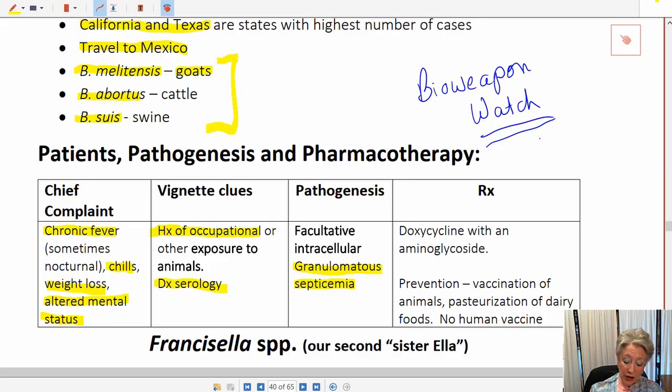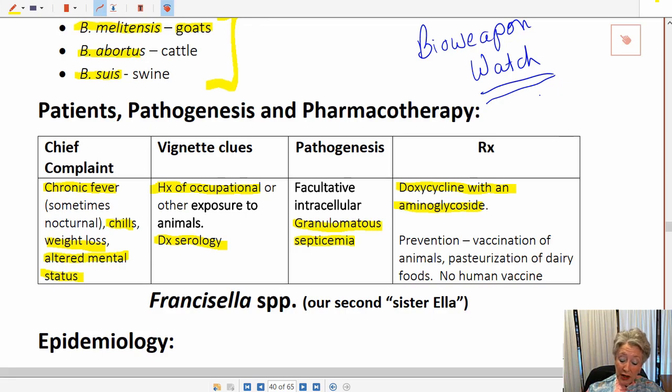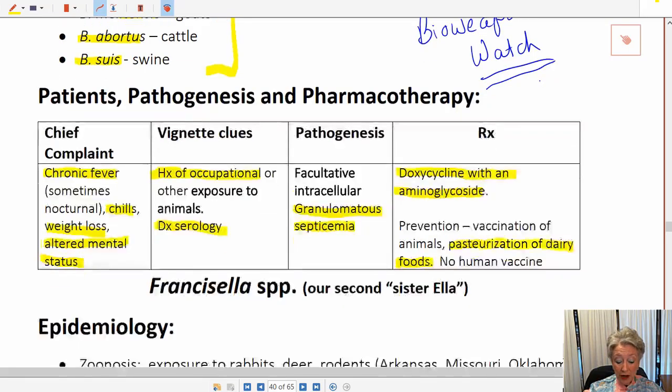I treat with doxycycline and an aminoglycoside. Prevention: we have vaccines for many domestic animals. In the case of humans, we pasteurize any dairy product, but there is no human vaccine.